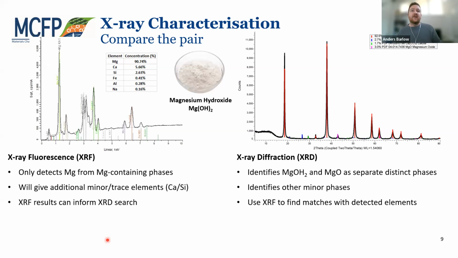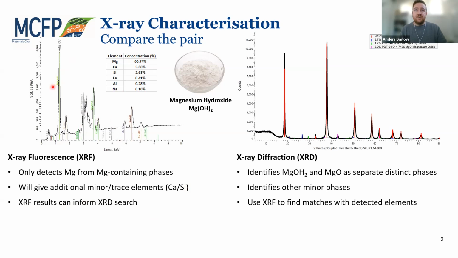So if we now take a look at an example here, if we had, for example, a white powder like magnesium hydroxide, what XRF is going to tell us about that sample is it will detect magnesium from the magnesium-containing phases, but it won't tell us what those phases are. It'll just say there is magnesium present there. It will give us the additional elements that are present as well, down to some minor and trace level elements. So in this particular sample, we've got a majority of magnesium present, but we also have calcium, silicon, and small amounts of iron, aluminium, and sodium, for example, and we can detect those.